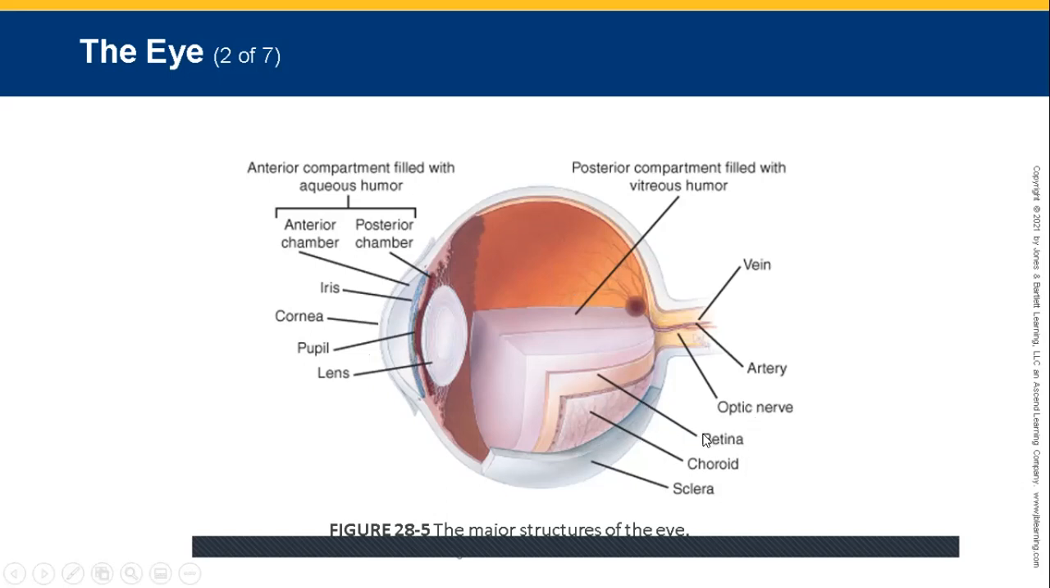Pay close attention to the retina, because the retina is the structure that links the eye to the brain. So if there's a problem with the retina, patient can't see, right? Or if the retina is detached, they won't be able to see.